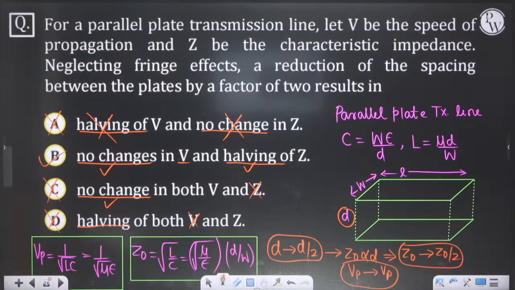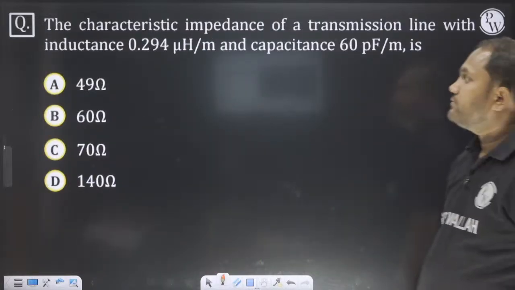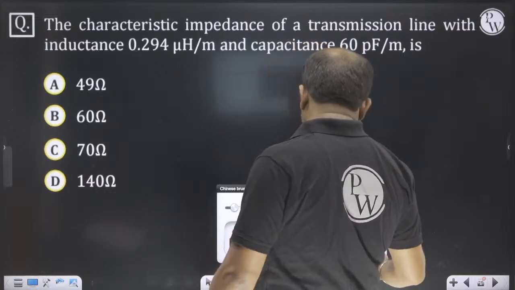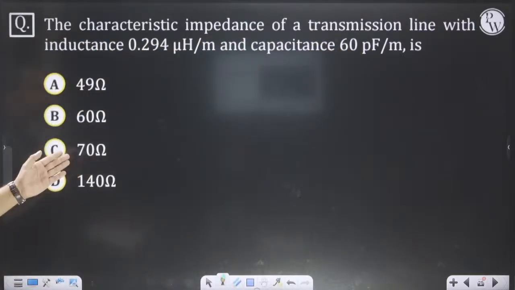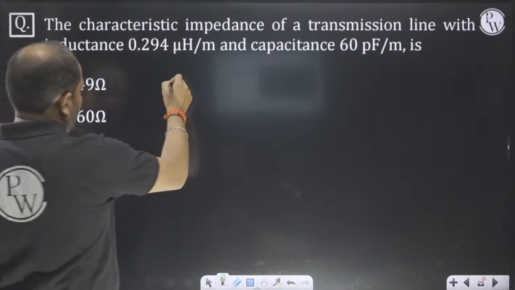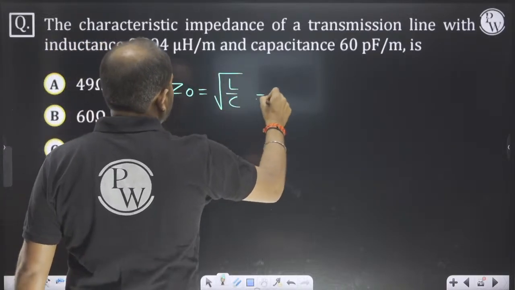It is a very easy question. This question was asked in the GATE exam. They are asking for characteristic impedance. This question was also asked in the ESE exam. They have given L and C, and they are asking Z0. So Z0 is equal to under root L by C. L is how much?